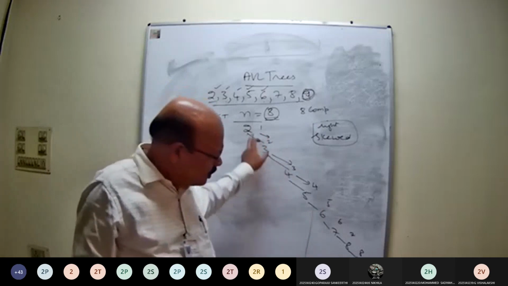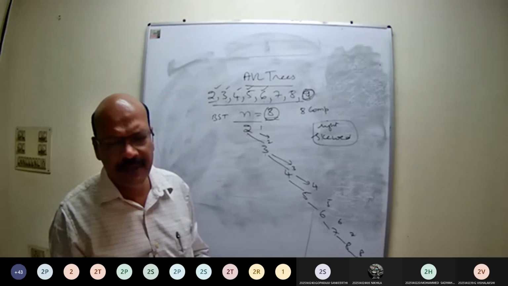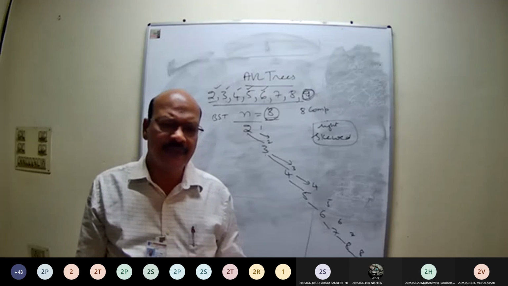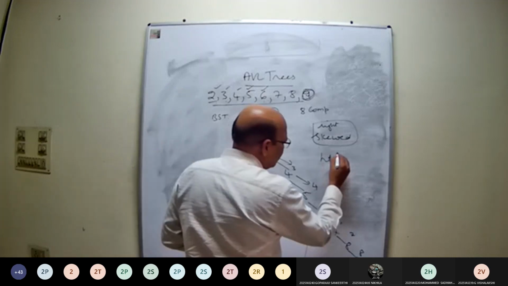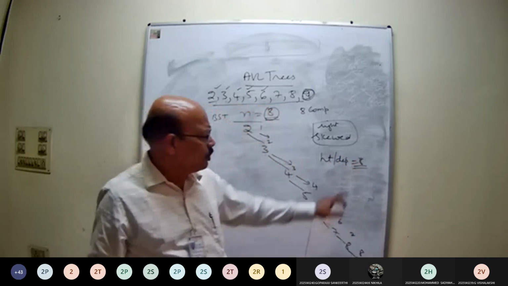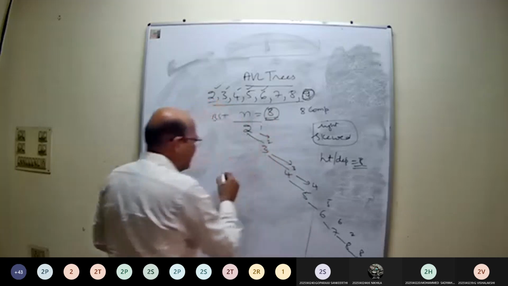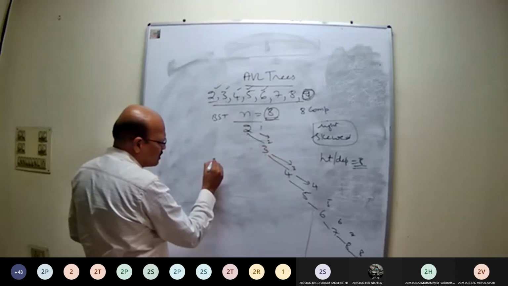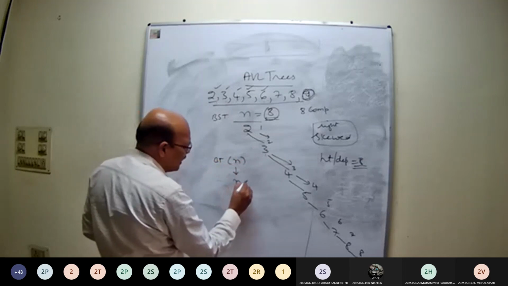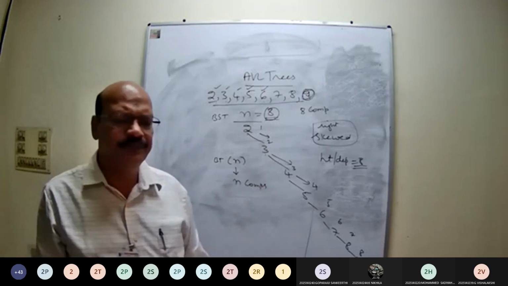So linear search. Here, can anybody tell what is the height or depth of this tree? What is the height or depth of this tree? 8. Yes, the depth of this tree is 8. So in the worst case, suppose with n elements you create a binary tree with height n, you may require n number of comparisons to search for an element.